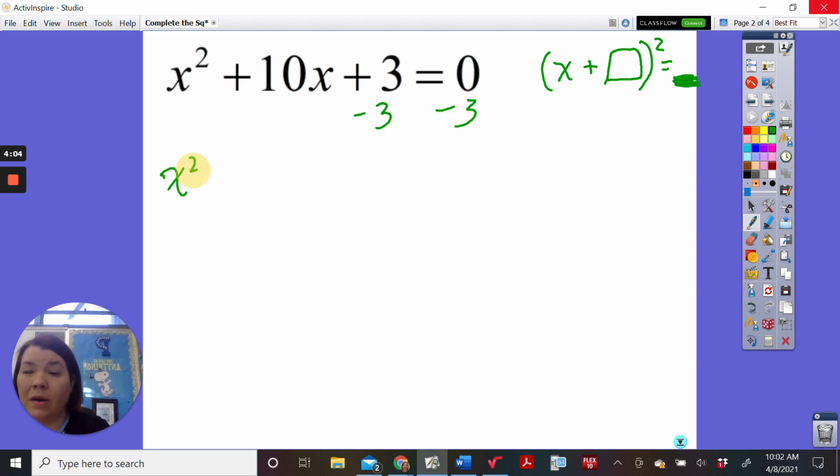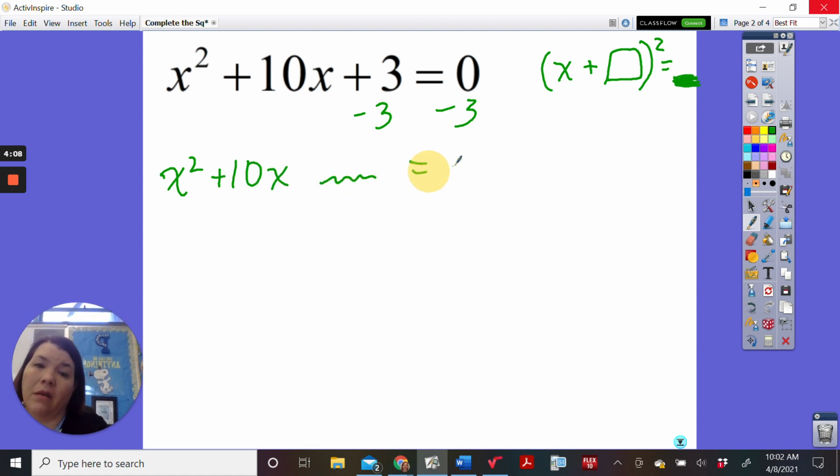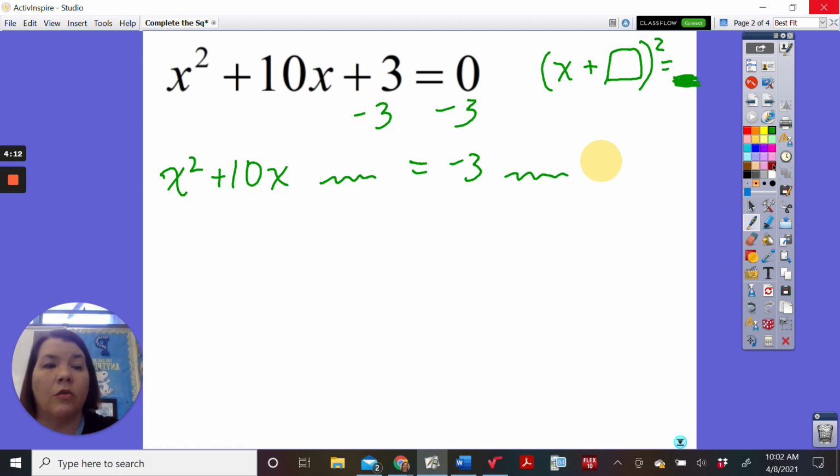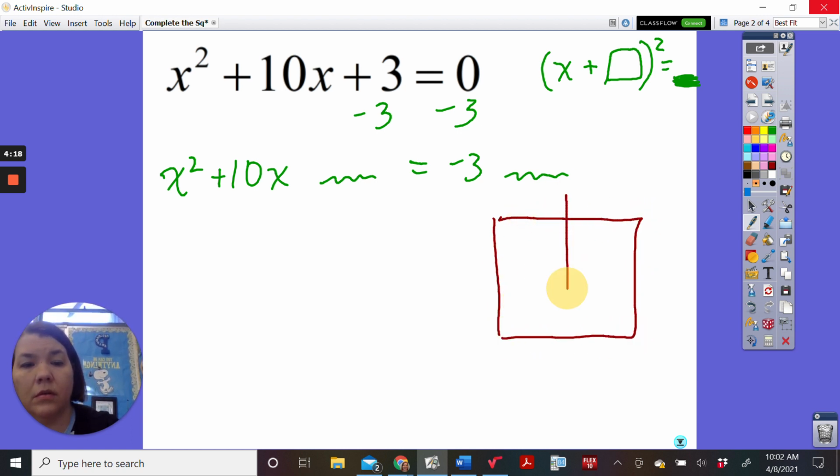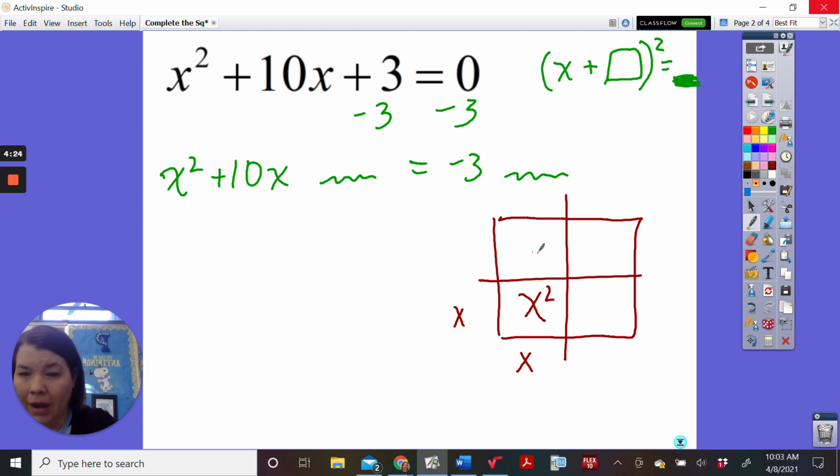So I have x squared plus 10x equals minus 3, with some number here and some number there. So I use my box, and I'm going to draw x squared, giving me x and x. Now how do I figure out what these are?